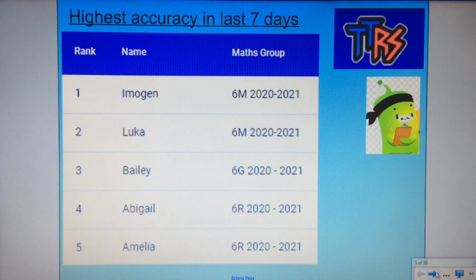Let's start by having a look at the TT Rockstars leaderboard. Today's shout out goes to the children who have been the most accurate on TT Rockstars over the last 7 days. So I've given you all 2 dojo points. Well done Imogen, Luca, Bailey, Abigail and Amelia. Great stuff.